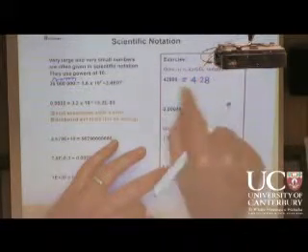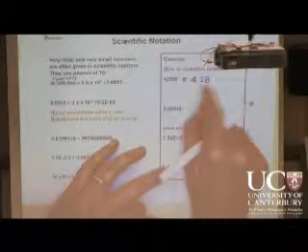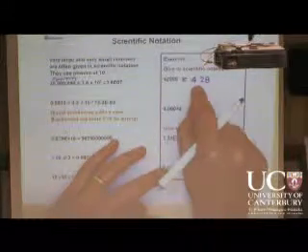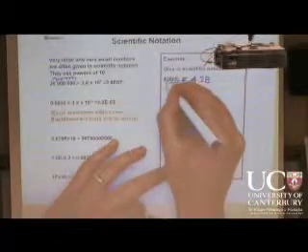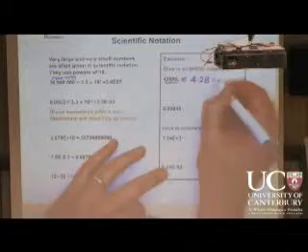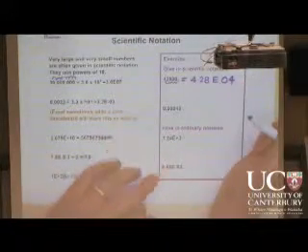So when you write it, you do the first number and then a decimal point and then the other non-zero numbers, and then you see how far did I move the decimal point. So I went 1, 2, 3, 4 there. So that's going to be E04.